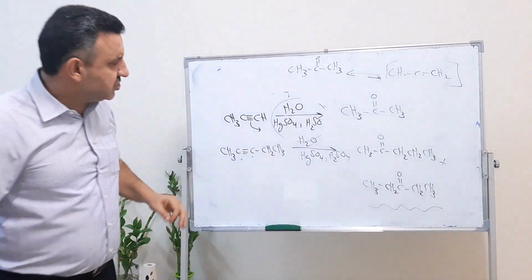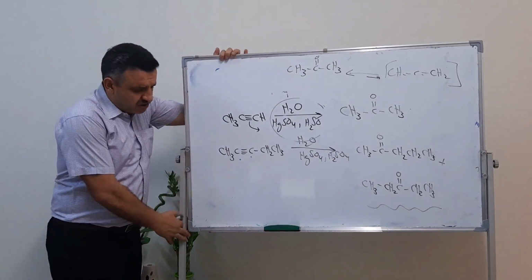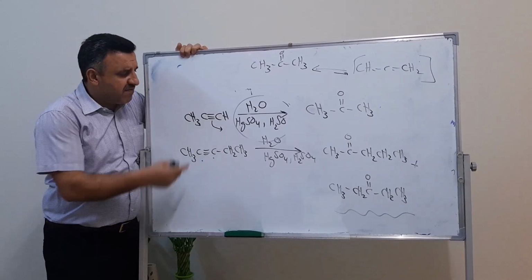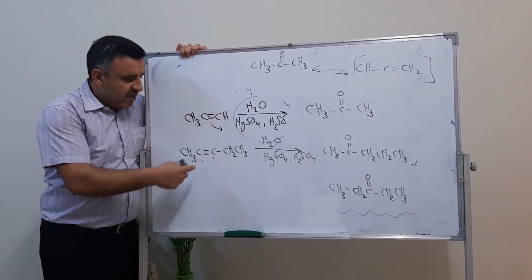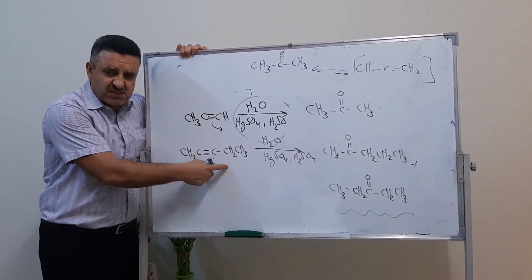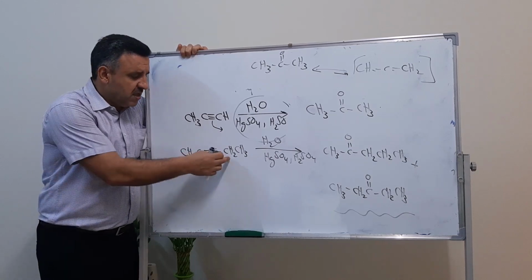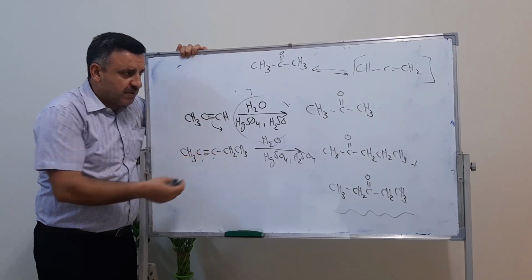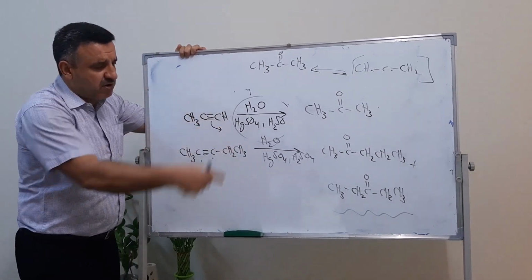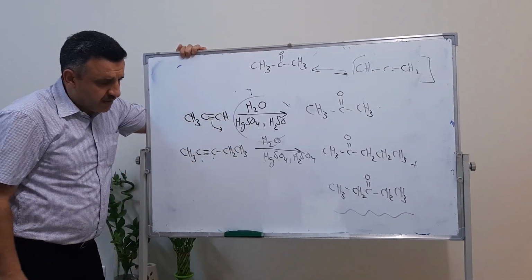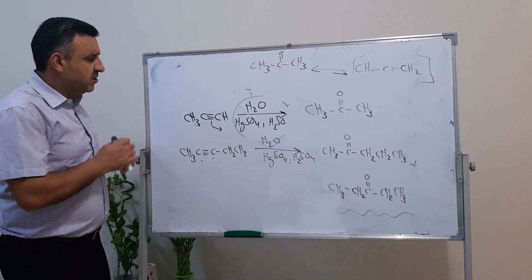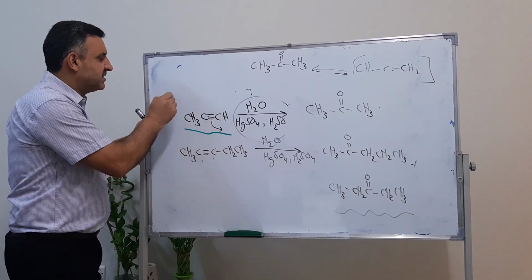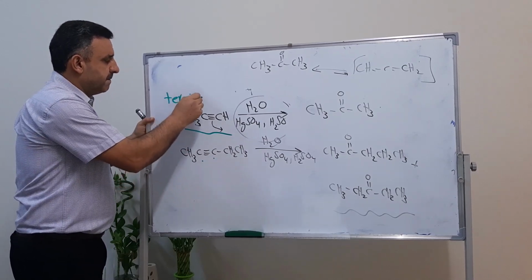So to make the story short, we are only going to get one keto compound if we have an unsymmetrical alkyne. If we have symmetrical alkynes, which means the two carbons are attached to the same number of carbons, in this case we are going to get two compounds. So, generally speaking, we classify this as a terminal alkyne.